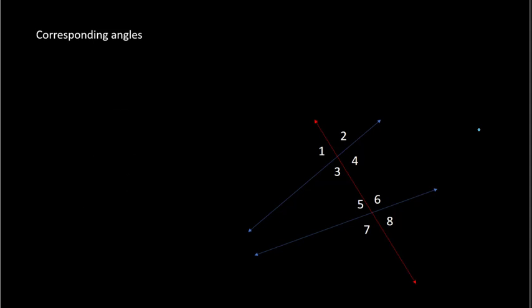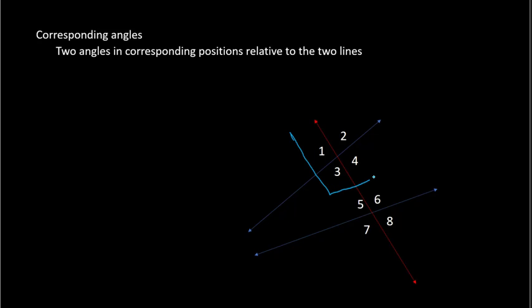Okay, next we have corresponding angles. Corresponding angles are two angles in corresponding positions relative to the two lines. So it's helpful if you look here at these four angles as being one set. Over here is another set of angles. So looking at angle 1 up here, notice angle 1 is in the top left of these four. Down here, angle 5 is the top left of these four, so angle 1 and angle 5 are corresponding.